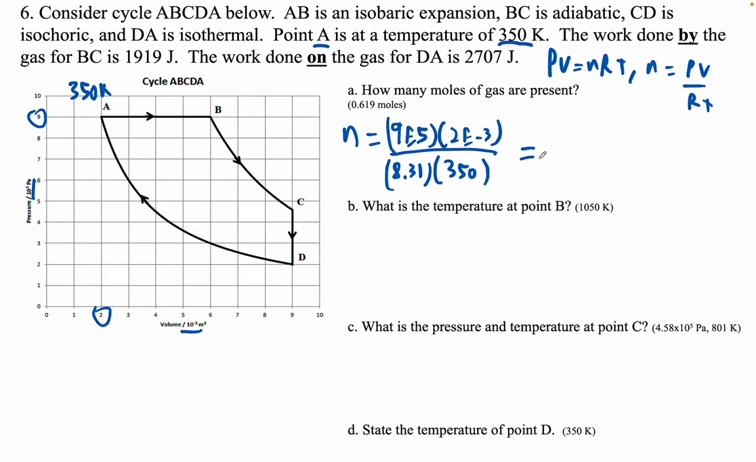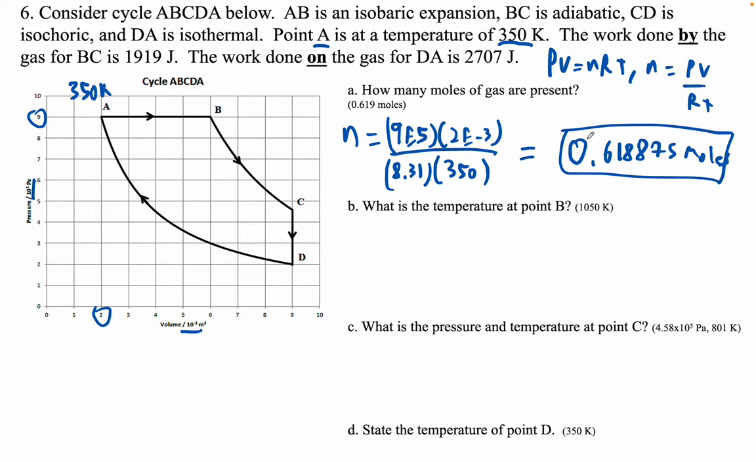9E5 times 2E minus 3 divided by 8.31 divided by 350. And that is 0.618875 moles. I'm going to store that in alpha N. All right. So what is the temperature at point B?